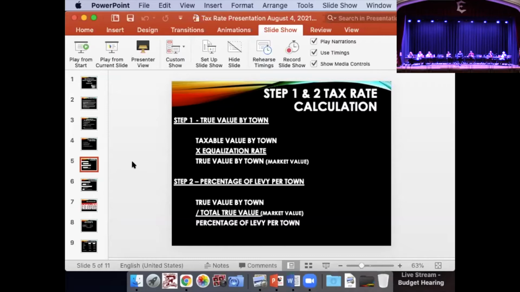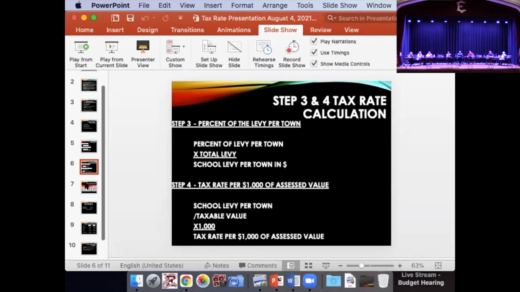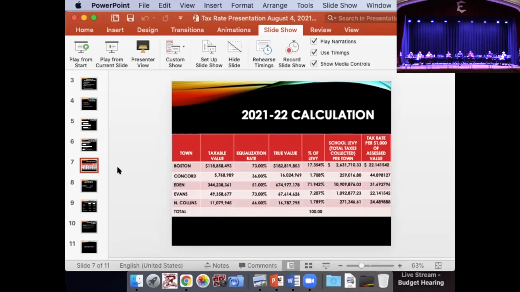Step 2, you calculate the percentage of the levy per town. The true value by town divided by the total true value gives you the percentage of the levy that each town will be responsible for. The percentage of the levy per town times the total levy gives you the school levy per town in dollar values. Then the tax rate per thousand of assessed value is the school levy per town divided by the taxable value times 1,000. And that gives you the tax rate per $1,000 of assessed value. Seems really simple, but if you can remember all that, you're doing very well.